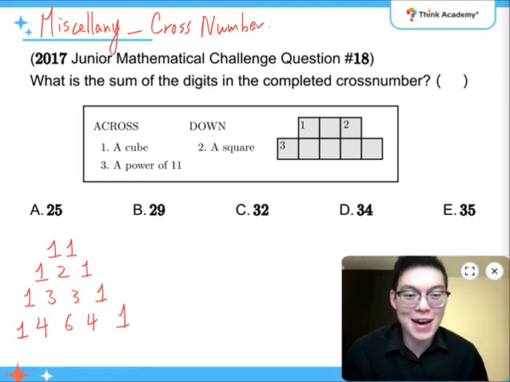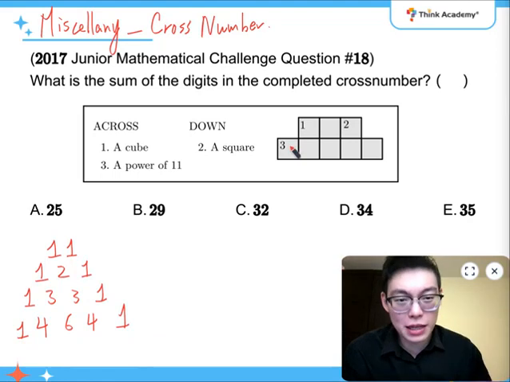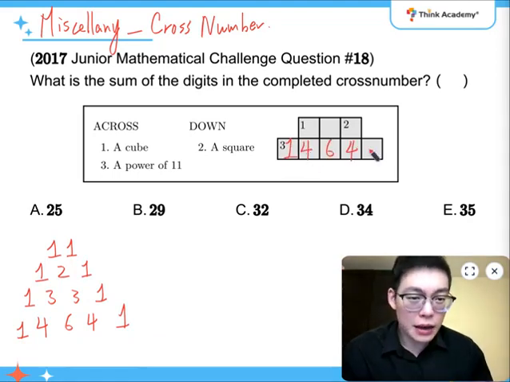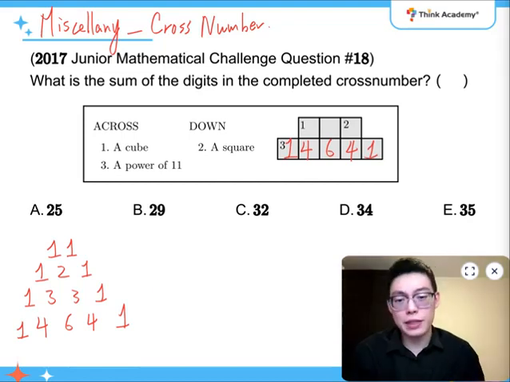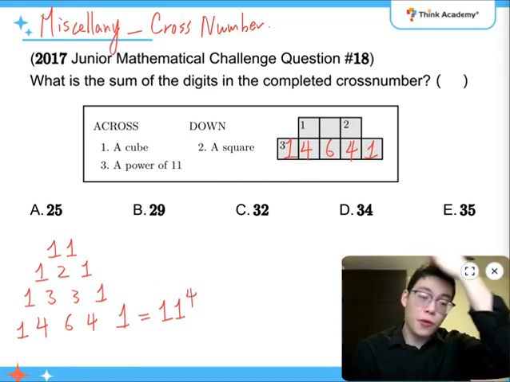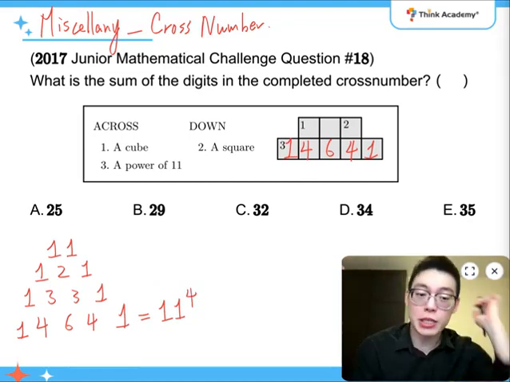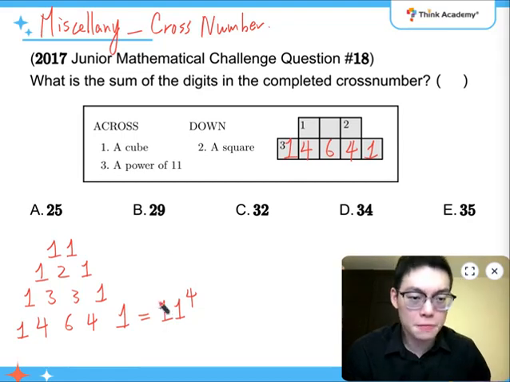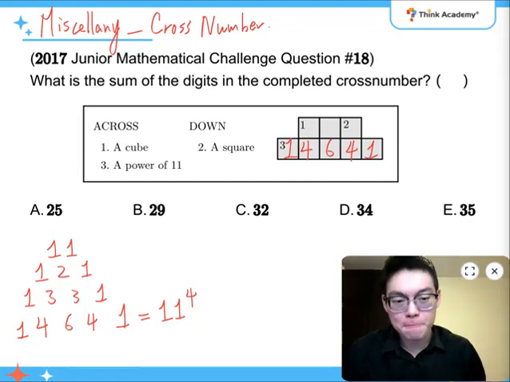You don't need to know what that is, but it's good if you know. And 11 to the power 4 is going to be 14641, and that's a 5-digit number. So that's how we can fill it in, right in there.